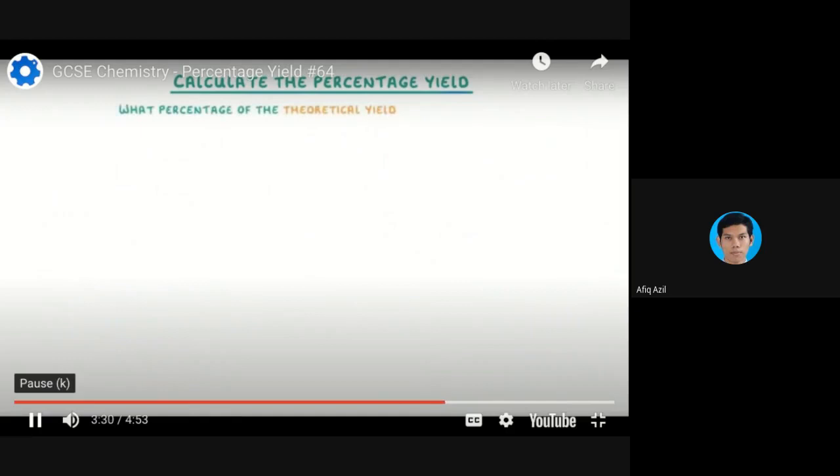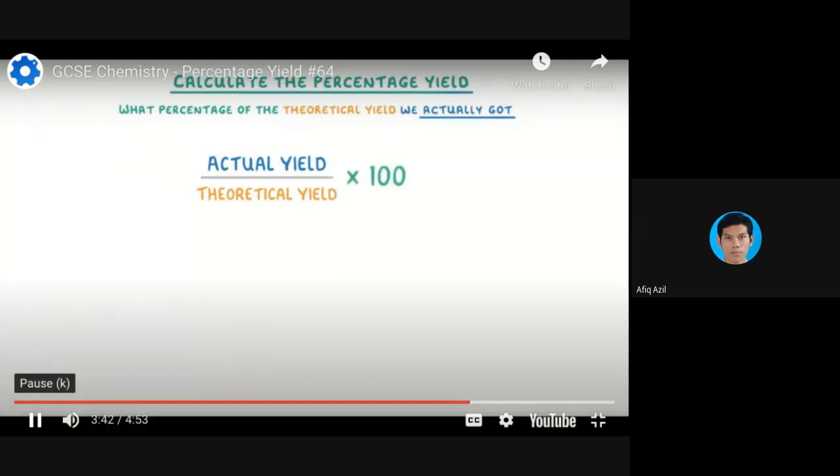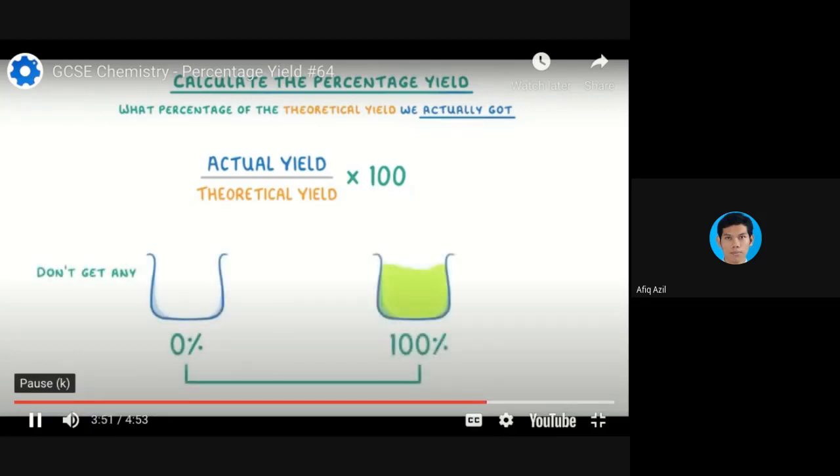The last thing we need to do is cover how to calculate the percentage yield, which tells us what percentage of the theoretical yield we actually got. To do this, we take the actual yield and divide it by the theoretical yield, and then we multiply it all by 100 to give us a percentage. So it can range from 0% if you don't get any product, all the way to 100% if we get all the products that we predicted.